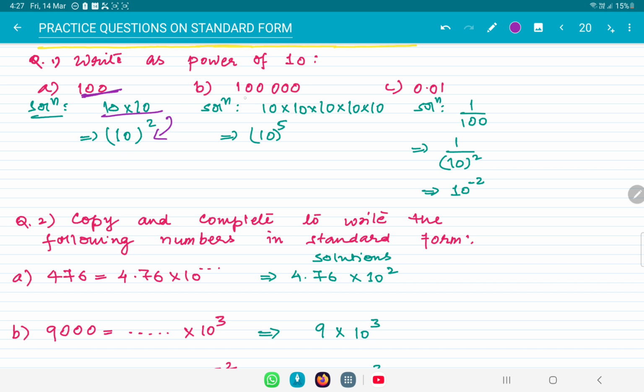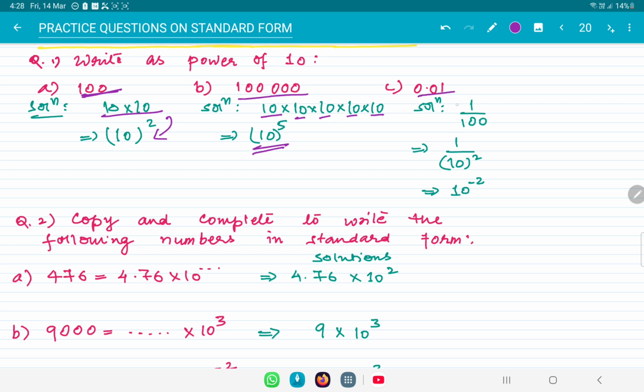Now this 1,00,000. How many zeros are here? 5. So this can be written as 10 multiplied by 10 multiplied by 10 multiplied by 10 multiplied by 10. Means we have to write 10 five times. Since it is 5 times, we can write (10) whole raised to the power 5. We have already seen that whenever the words whole raised to the power come, it means a bracket is there. So (10) whole raised to the power 5.